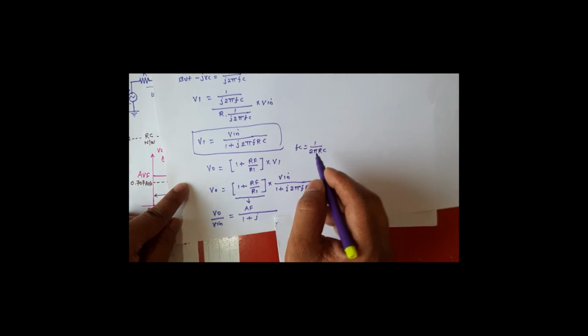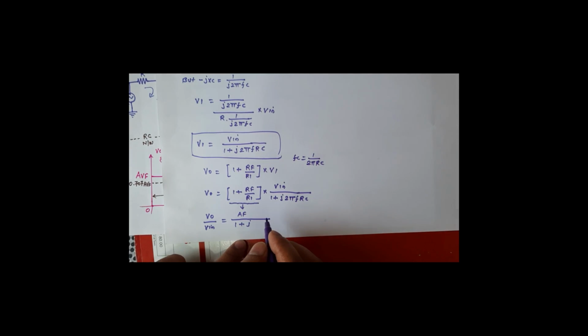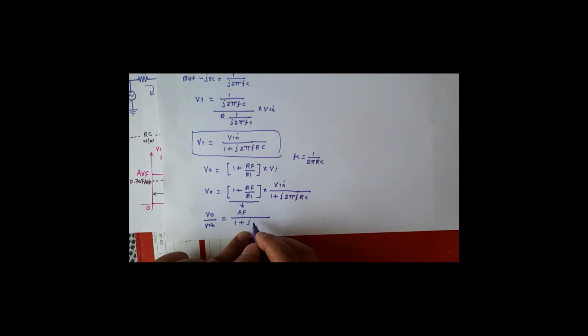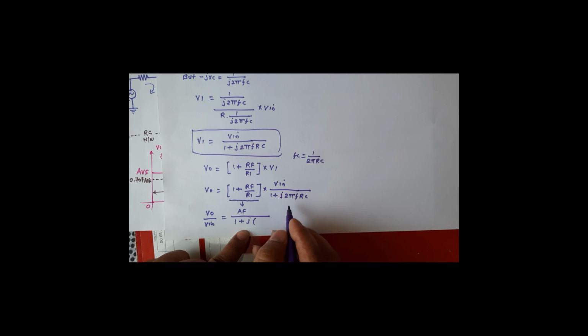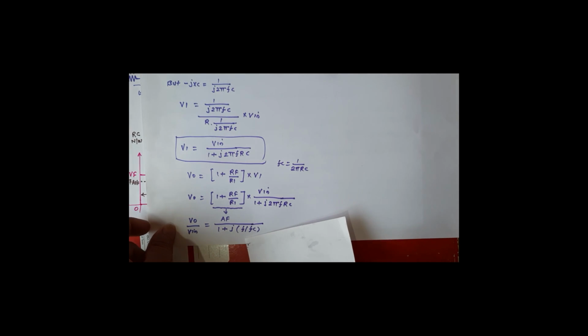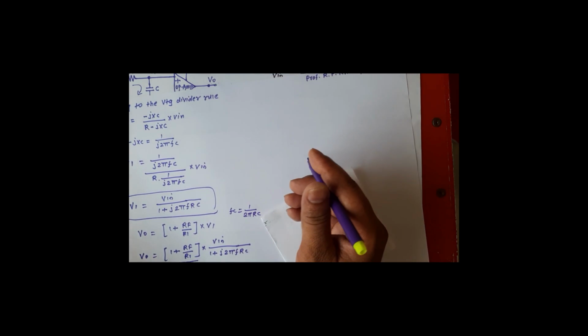So substitute this value here. It is 1 plus j f divided by fC. Right. So this is the gain equation, V0 by Vin. This gain can be calculated in its magnitude and phase angle.